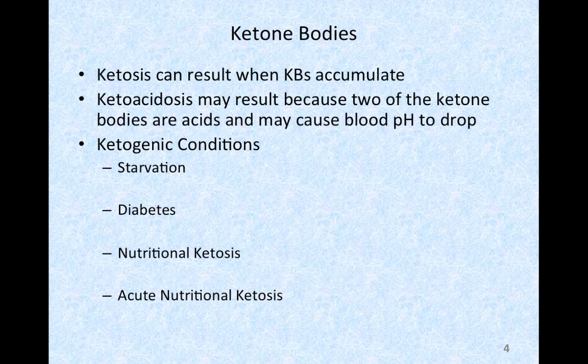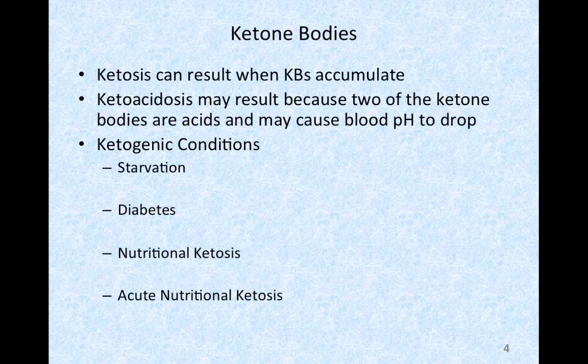Now, ketoacidosis may result because 2 of the ketone bodies are acids, and they may cause the blood pH to drop. Okay, so 2 of those have that carboxylic acid group, which can affect pH. So if ketones are in the tissues, the buffering systems of our body try to control pH because of that. That can be problematic in certain conditions, but in others it's not.